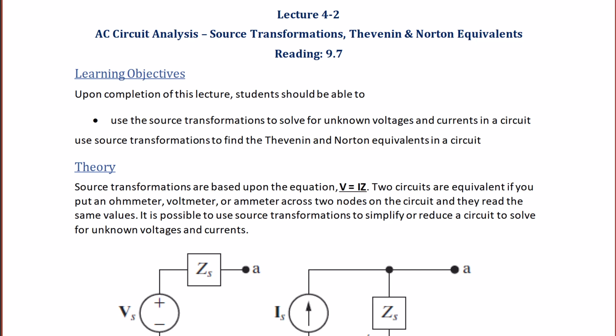Recall that source transformations are based upon the equation V equals I times Z, and that we state that two circuits are equivalent if you put an ohmmeter, voltmeter, or ammeter across two nodes of the circuit and they read the same values. It is possible to use source transformations to simplify or reduce a circuit to solve for unknown voltages and currents, as long as you have a voltage source in series with an impedance or a current source in parallel with an impedance.